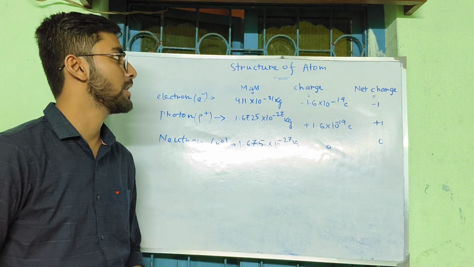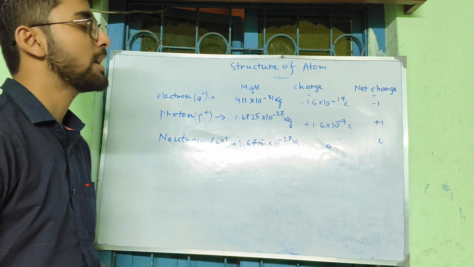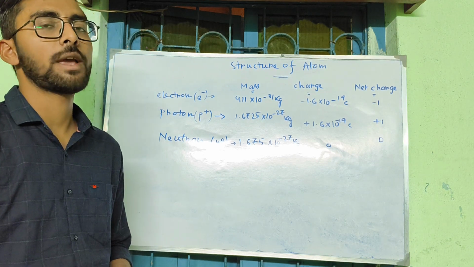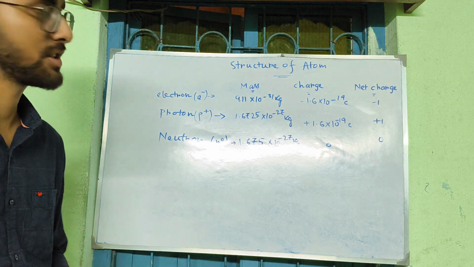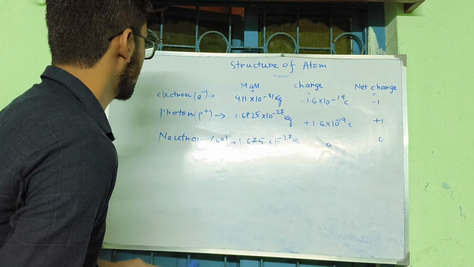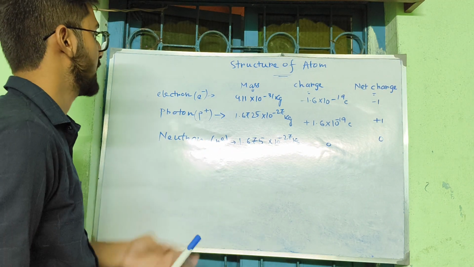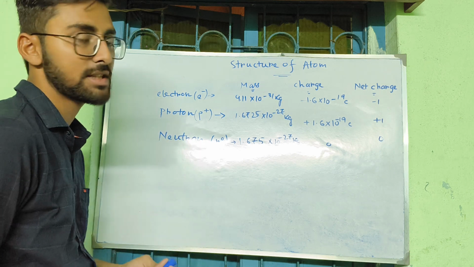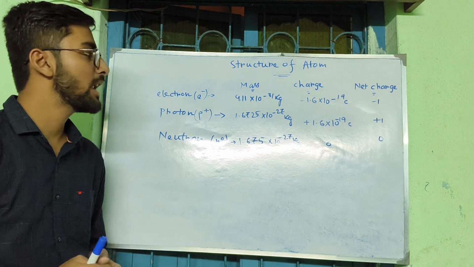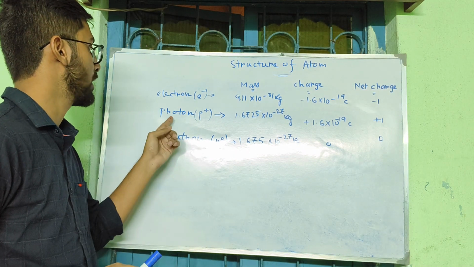Today, I will discuss the topic structure of atom. So, let's start. So, what is atom? Atom is the smallest particle of a chemical component that can exist. Atom contains three subatomic particles, that is electron, proton, and neutron. Electron is negatively charged, proton is positively charged, and neutron is electrically neutral. An atom overall is electrically neutral because it contains equal number of electron and proton.